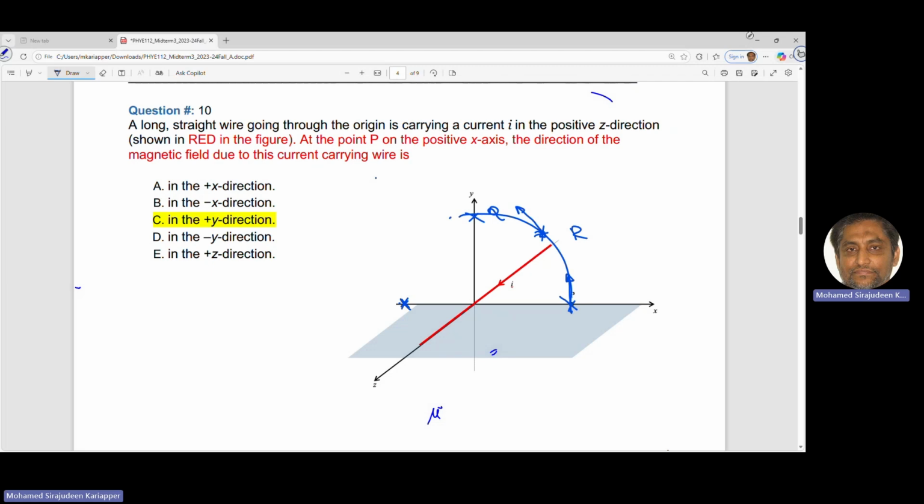Here, it will be tangent to the circle. Here, it will be down. Here, what is it at this point? Up. Positive X. Here, it will be something like this. And here, it will be tangent to the circle and so on. So I hope you get the point. Right. So let's go to the next question.